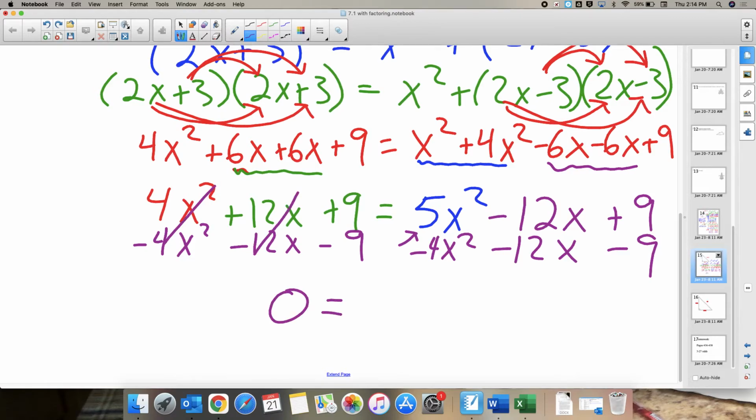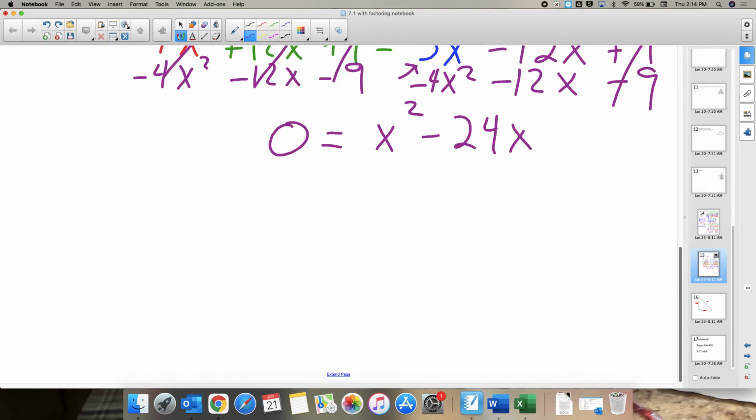These go away, these go away, these go away. 5x squared minus 4x squared is x squared. Negative 12x minus 12x is negative 24x. Positive 9 and negative 9 is 0, so they go away also. So there's the equation I'm left with.